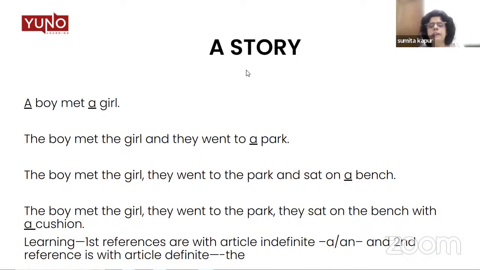Tell me, did you notice anything about the usage of articles? Everyone, please mute yourself. Okay, yes, right. Yes, guys, anything you notice about the usage of articles?